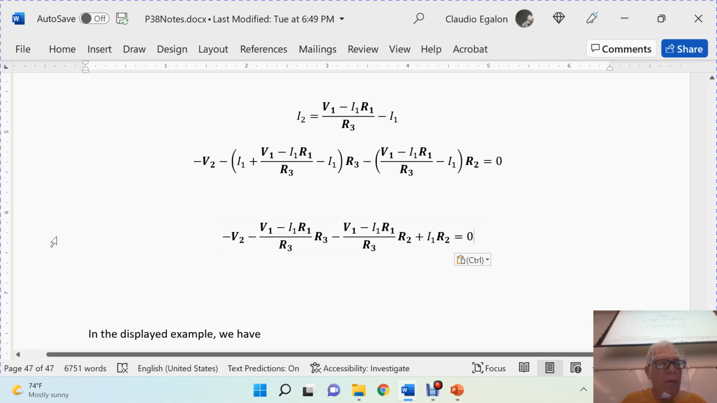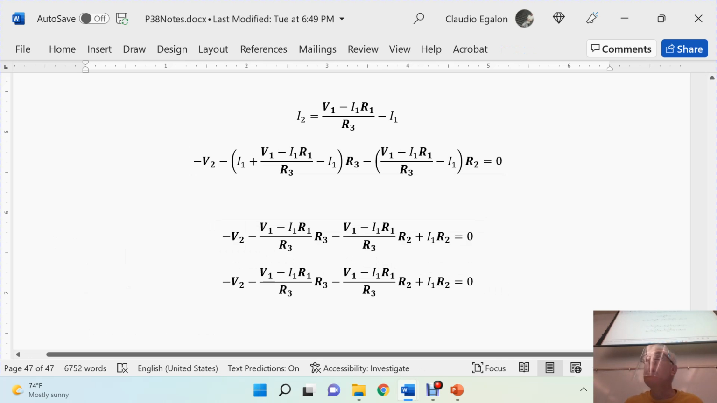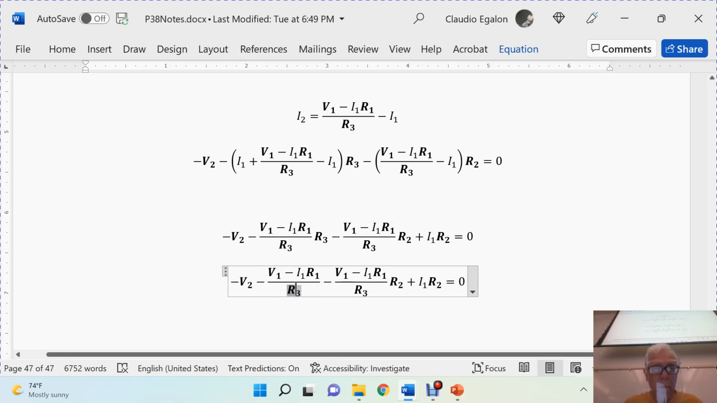Keep on checking my work, folks, and do that on your side too. See if you get the same answer that I get. I'm doing that on the go, on the fly. R3 cancels out. Because I'm doing it on the fly, it's a possibility that I can make a mistake, okay? Here you go. The negative sign must distribute.